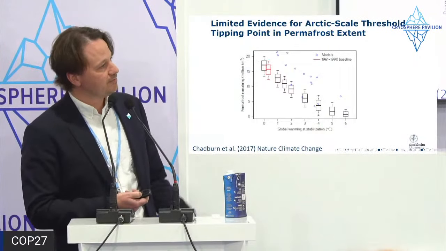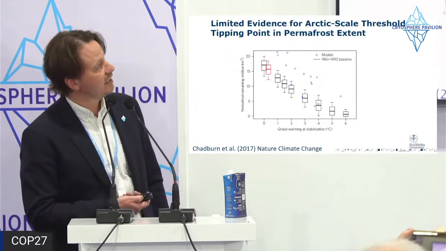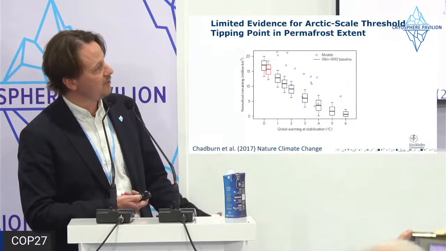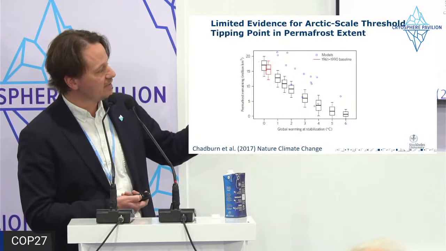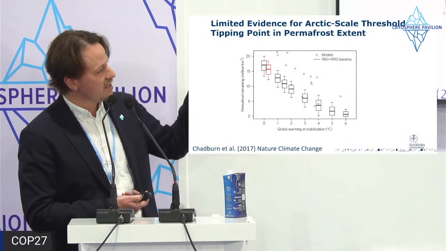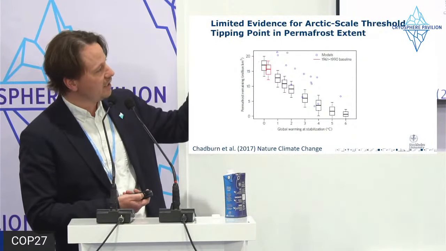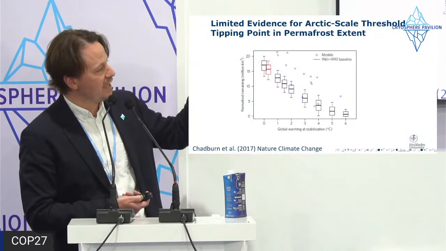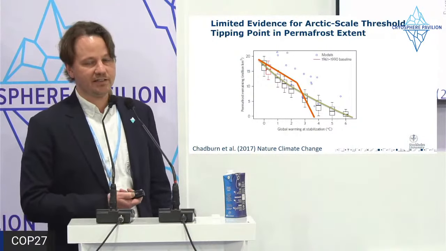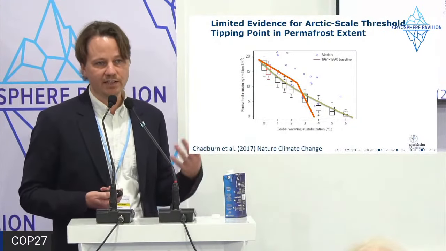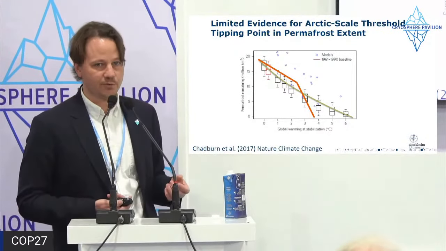And in general, the knowledge that we have supports that second statement. There is limited evidence for an Arctic or Pan-Arctic threshold tipping point in permafrost extent. This is one example of many that we could bring up to support this argument. On the x-axis, you see global warming at stabilization of different temperatures. And on the y-axis, you see how much permafrost will remain. This is from a nice paper that came out a few years ago. And basically, if there was a threshold behavior in this extent, it would look something like the orange line. But the green line is what we're really tracking.